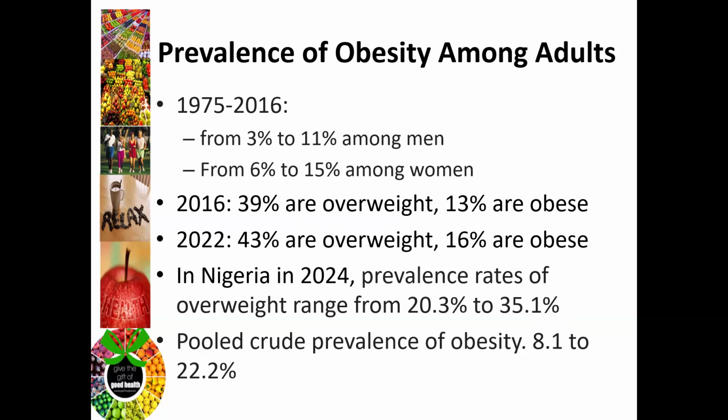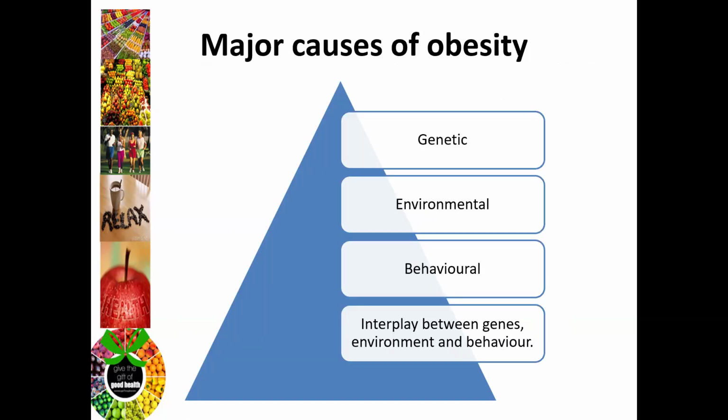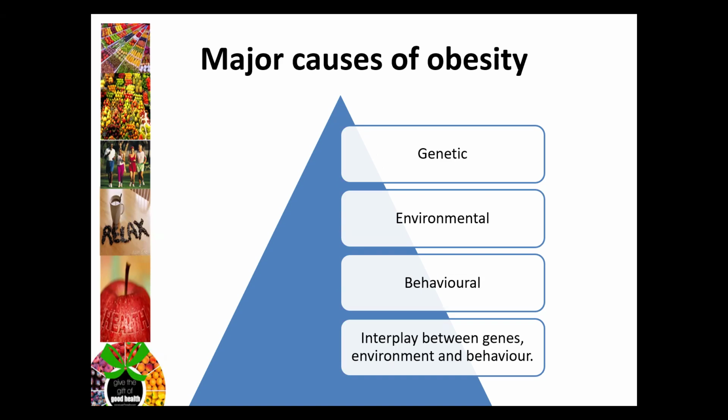obesity 8.1 to 22.2%. The causes of obesity include genetic causes, environmental, behavioral, and then what we need to realize is that usually there's an interplay between the gene, the environment, and behavior. So it's not enough to realize that this thing runs in the family. A lot can be done. The genes load the gun, but the lifestyle pulls the trigger.